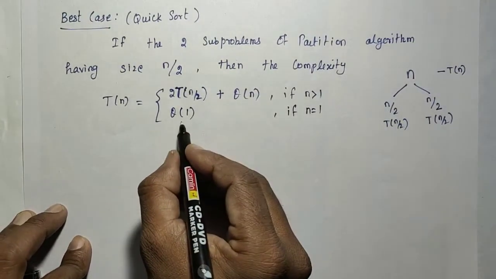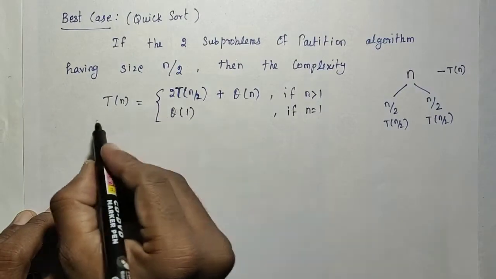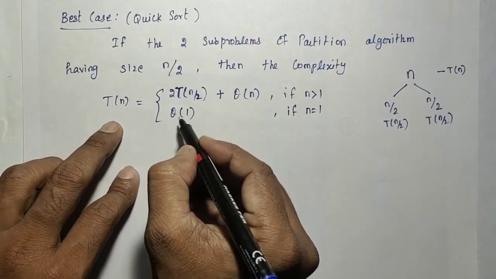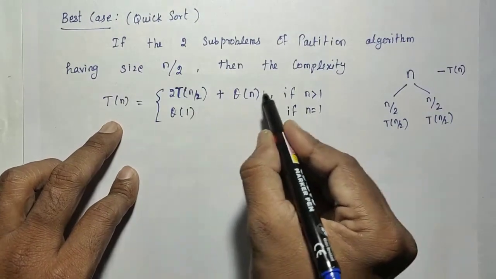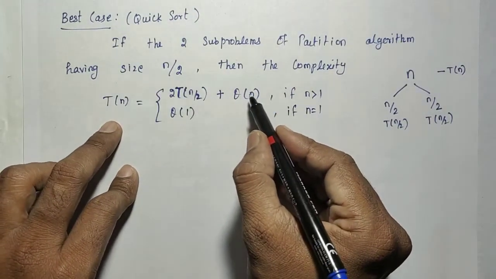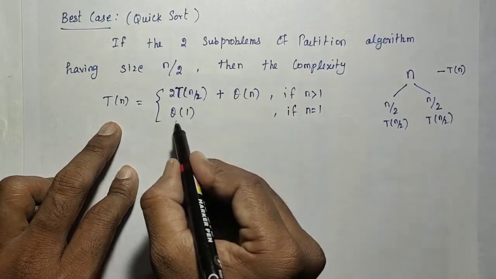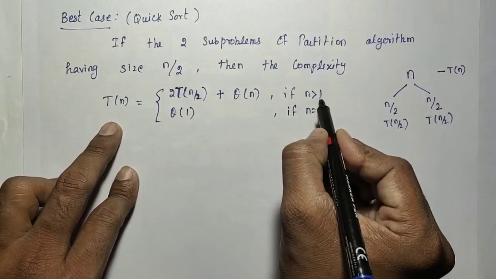For any recursive algorithm we need to define the complexity as a recurrence like this: the complexity of the subproblems plus the additional complexity for either the split or the merge, if n is greater than 1.